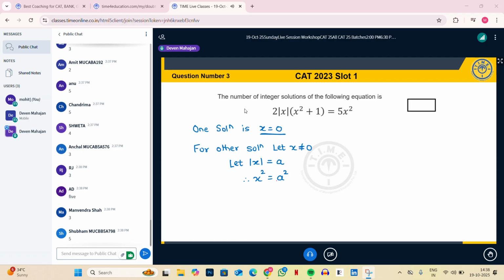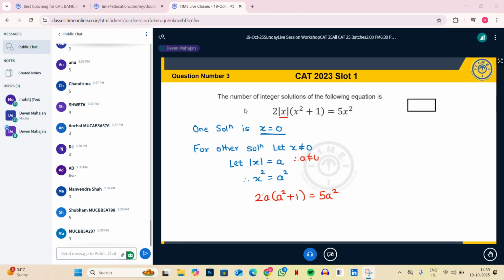And now solving that given equation, modulus x के जगह पे आ जाएगा a, x square के जगह पे आ जाएगा a square plus 1 is equal to right hand side पे x square की जगह पे आएगा a square. Since we already know x is non-zero, we can divide both sides by a. A also will be non-zero. अगर x non-zero है, a also will be non-zero. And we can divide both sides by a.